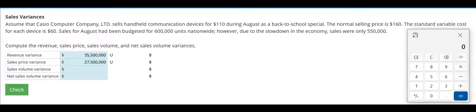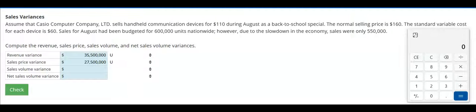Next, we have a sales volume variance. So if you think about it, by this point you probably should be getting to the point where you think, okay, did I sell more than or less than I expected? That's really all you need to get this part over here, right? We already know we sold fewer than we anticipated. Now we just have to determine the amount of the variance.